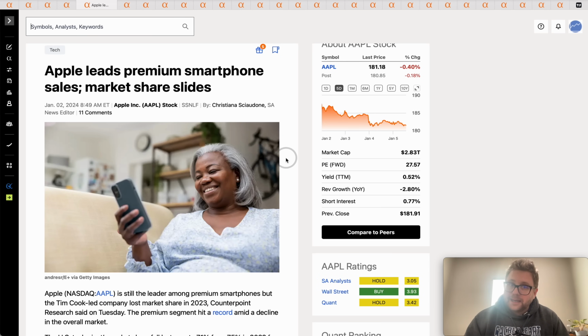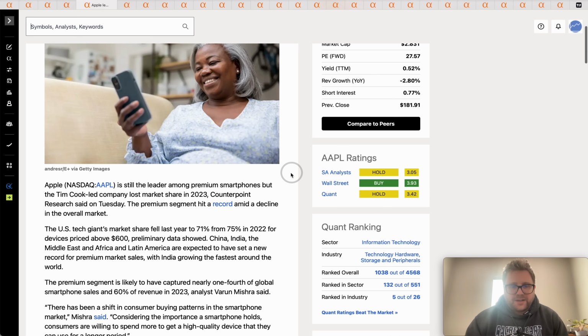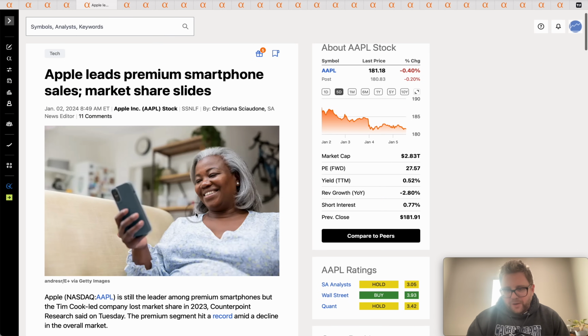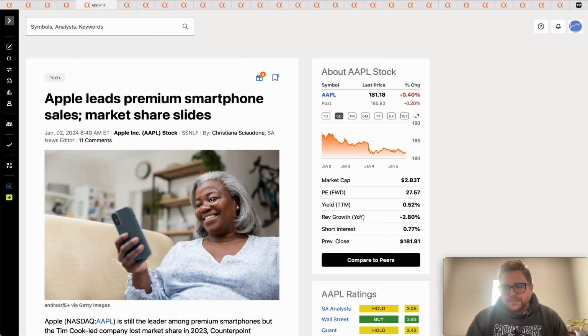The company is still leading premium smartphone sales with its market-leading iPhone, but its market share is starting to slide. Last year, it had 75% market share of those high-end cell phones. That has slipped down to 71%. Data is showing that China, India, and the Middle East are seeing increased demand for those premium smartphones as consumers in those regions get better jobs, higher wages, can afford a more expensive phone. How Apple capitalizes on those, quote, emerging markets, if it can't capture a large percentage of market share there, or it loses market share in those nations, could have a big impact on Apple stock.